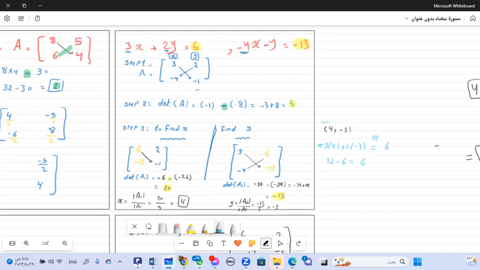We should substitute here again. So negative 4 substituted in the other equation. So negative 4 multiplied by 4 minus negative 3. If the answer is negative 13, it's correct. So negative 16 plus 3 will be negative 13, so it's correct. We should do this part to check that your answer is correct.